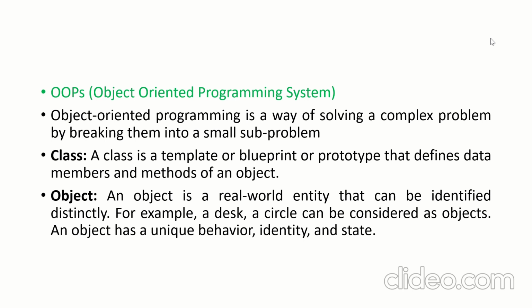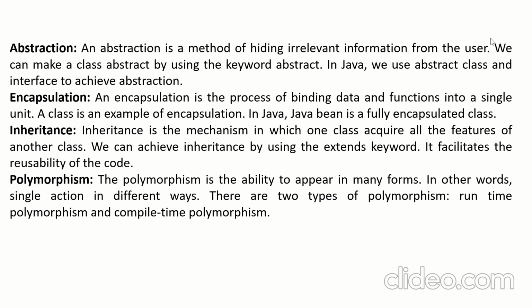Okay. Abstraction. Abstraction is a method of hiding irrelevant information from the user. We can make a class abstract by using the keyword abstract. So in Java, we use abstract classes and interfaces to achieve abstraction. So what does abstraction mean? It actually hides the irrelevant information from the user. What do you mean by that?